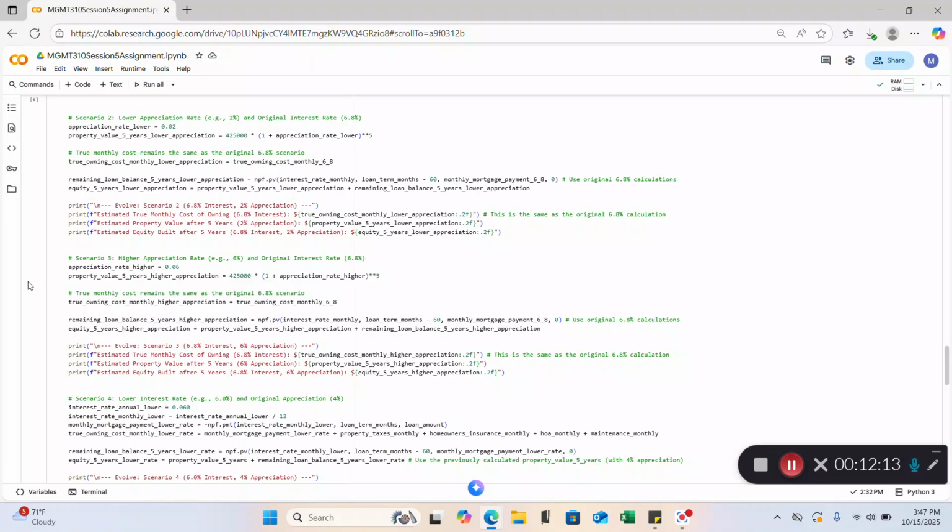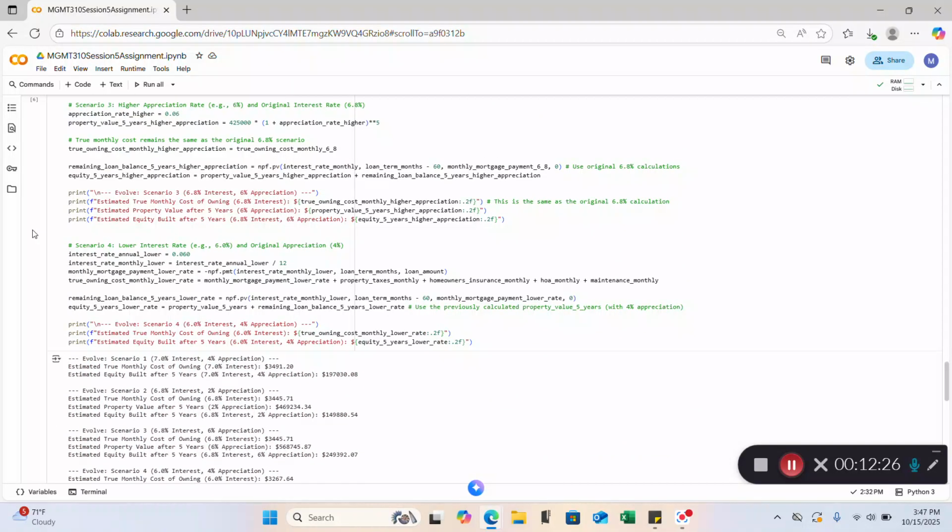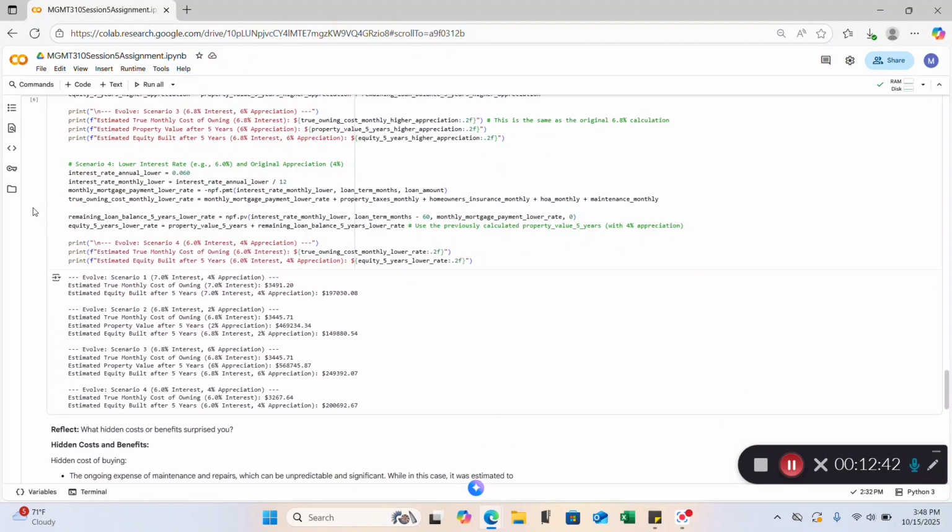Our second scenario was a lower appreciation rate of 2% and an original interest rate of 6.8%. Just something to mention, the true monthly cost remains the same as that original 6.8% scenario. Moving on to our third scenario, we'd have the higher appreciation rate, 6%, and our original interest rate sitting at 6.8%. Again, true monthly cost remains the same as the original 6.8% scenario. And then we can move on to scenario 4, which is the lower interest rate. I used 6% for this example, and our original appreciation of 4%.